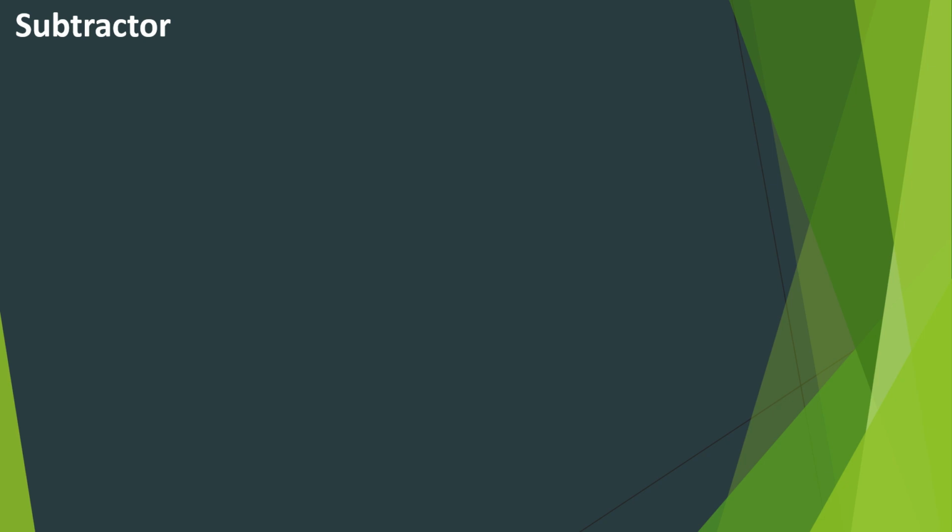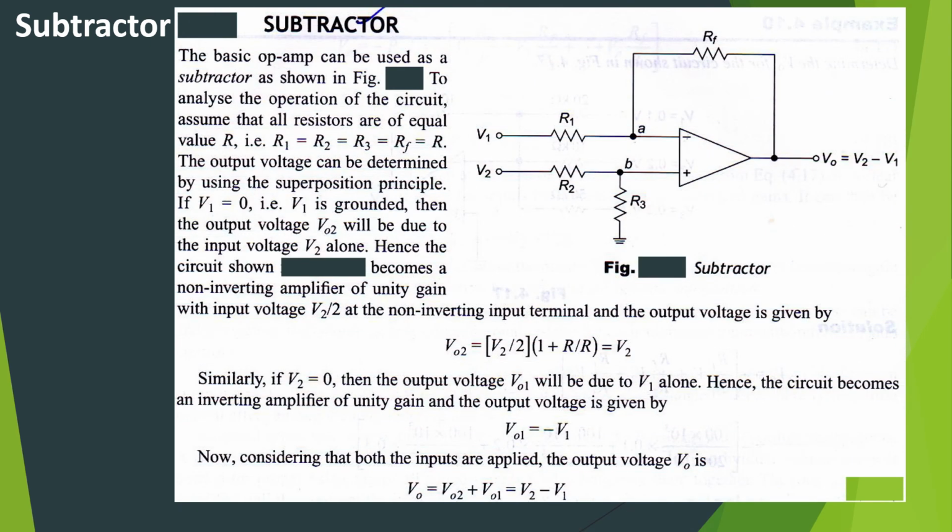Next, subtractor. The basic operational amplifier can be used as a subtractor as shown in this diagram. To analyze the operation of the circuit, assume that all resistors are of equal value. That is R1 equal to R2 equal to R3 equal to RF equal to R. The output voltage can be determined by using the superposition principle.